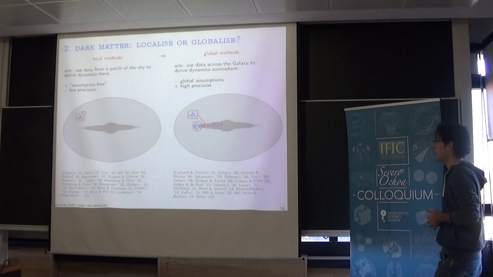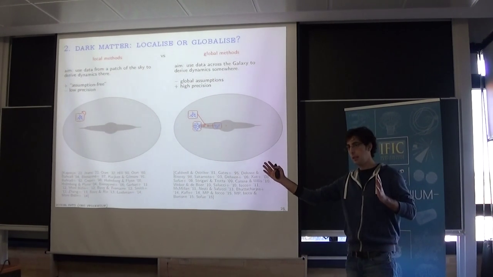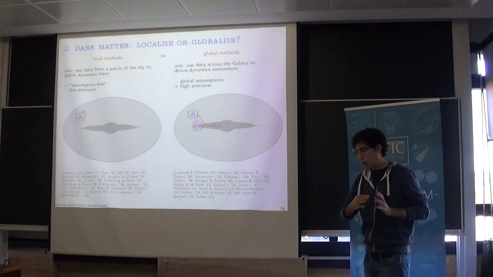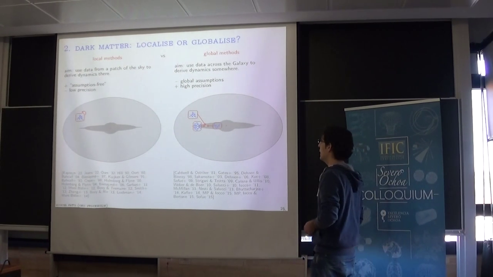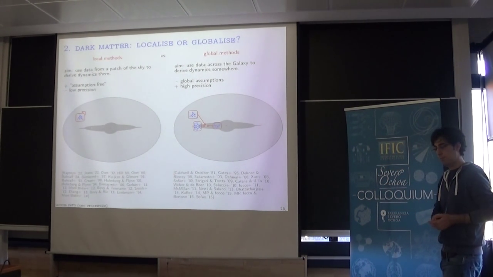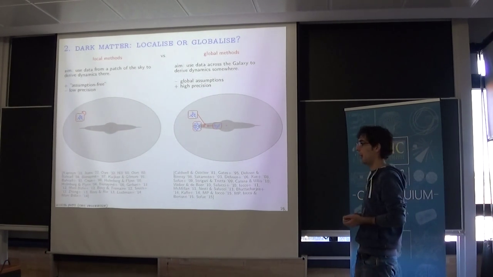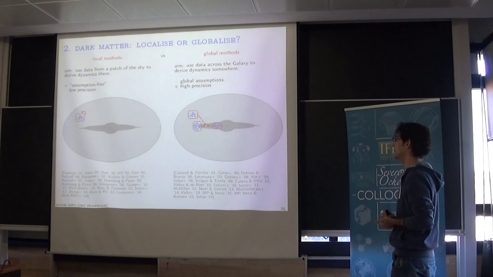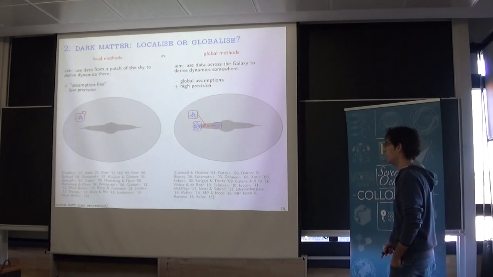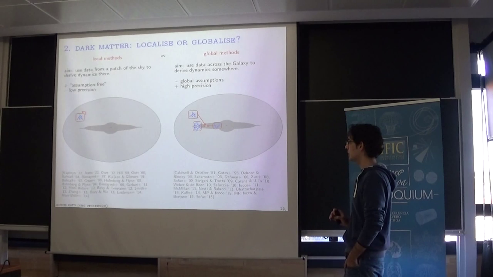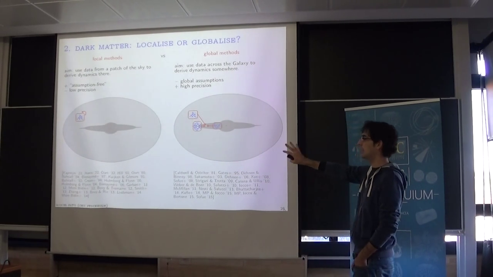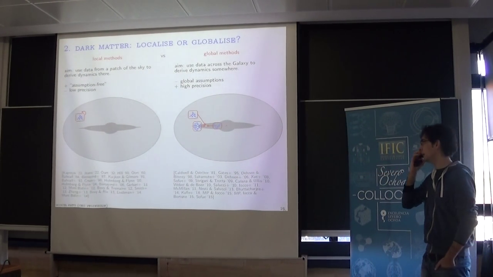Then you have global methods, where the idea is a bit different. You try to use data across the galaxy to derive the dynamics elsewhere, for example in the solar neighborhood. Here you clearly have to model the galaxy as a whole. You have to come up with a mass model of the galaxy and try to constrain its parameters. Because we have quite a lot of data across the galaxy, you can have high precision results, but you always have to worry about systematics of the models. Now, these are just very incomplete lists of references for these two methods. And what I'll do in the following is to give you a little bit of the flavor of local methods and then focus the rest of my talk on global ones.